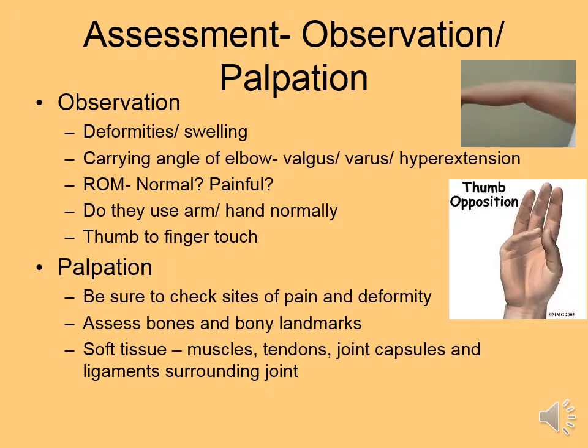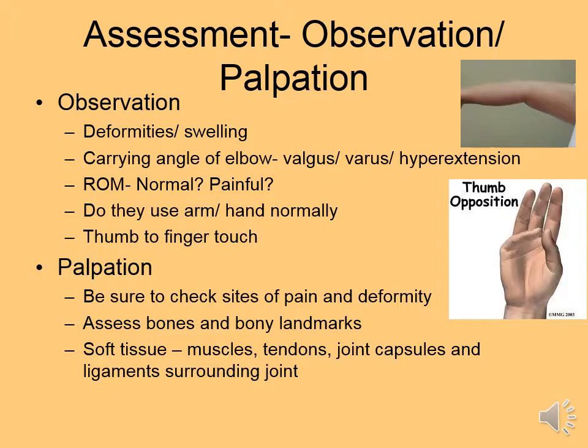As far as observation and palpation goes, with observation, we want to look for deformities and swelling. If somebody is able to hold their elbow at a 90-degree angle, we'd like to have them do that and look at them from behind so we can observe the triangle that's formed by their medial and lateral epicondyles and their olecranon process of their elbow, because that's where we tend to see the most swelling, somewhere in that triangle.